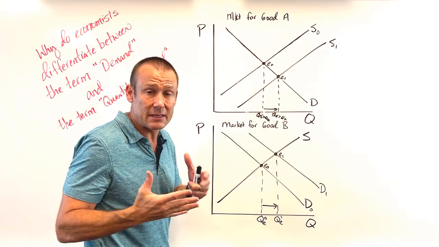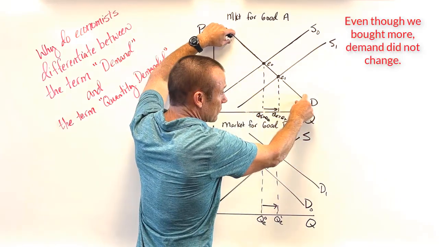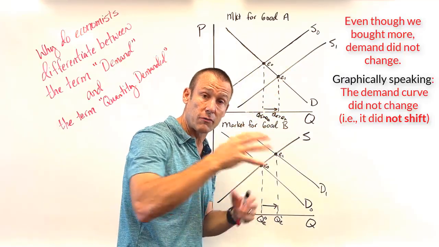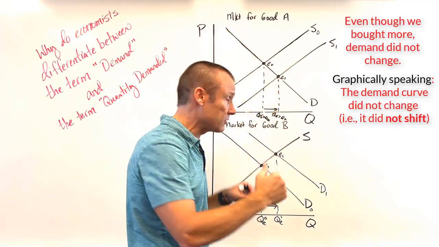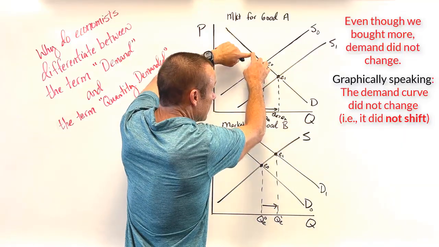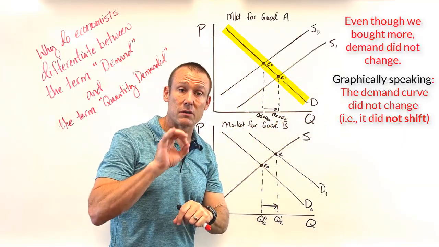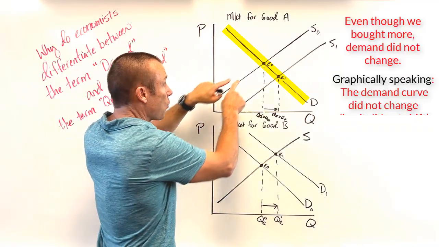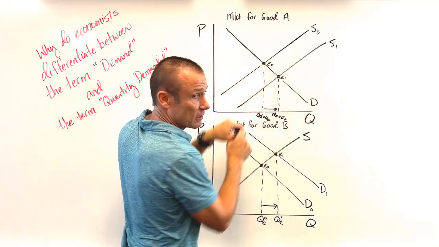And we could easily see that graphically. We only have a single demand curve still, right? The demand curve has gone nowhere. The demand curve represents demand. It represents the relationship between P and QD. If that demand curve has not gone anywhere, demand has not changed, but we are buying more. What are we doing? Well, the quantity we're demanding is increasing, right?